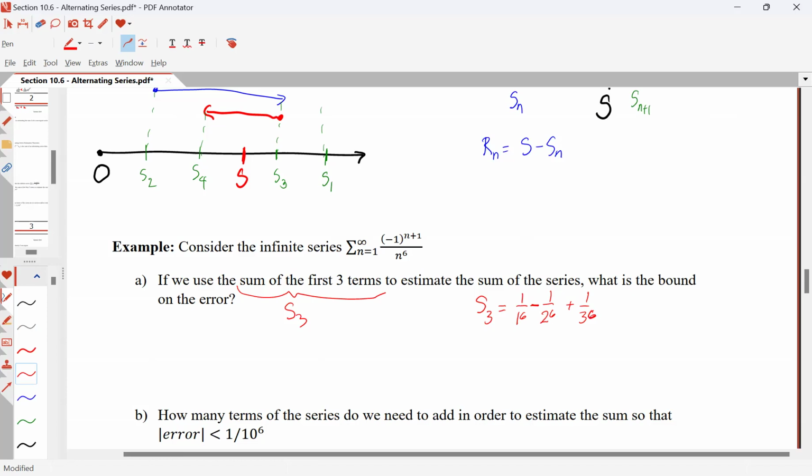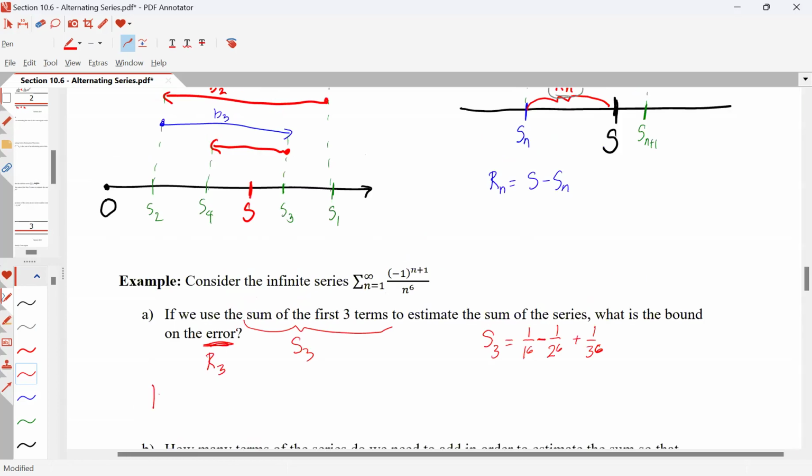We could find that value with a calculator. So if we use the sum of the first 3 terms to estimate the sum of the series, the bound on the error is the remainder. And it's the third remainder. What the remainder theorem tells us is that the third remainder is less than or equal to b sub 4, so the next term up. What is b sub 4? Well, b sub n is 1 over n to the 6th. So b sub 4 is 1 over 4 to the 6th, or 1 over 4096.